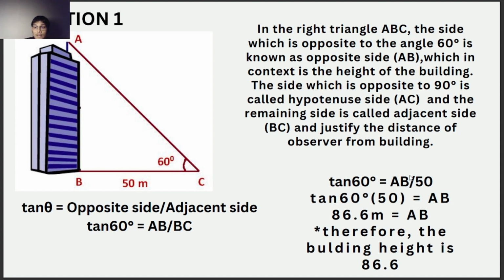If you want to find AB, then you move this 50 to the other side, and it becomes multiplied. If we solve this, it becomes 86.6 meters. So the actual value of the length AB is 86.6 meters. Therefore the building height is 86.6 meters. That's all from me. Thank you, and on to the next person.